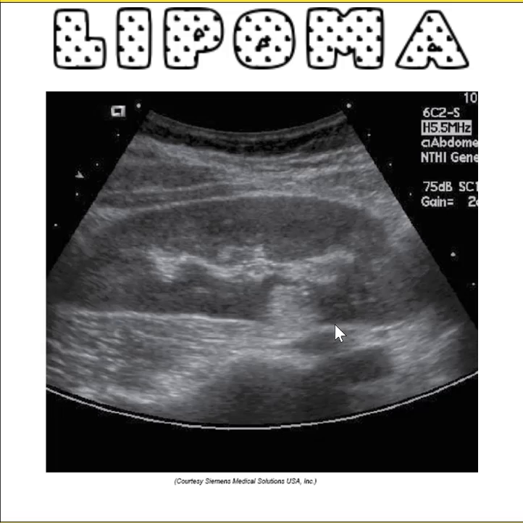These take on a very similar appearance to angiomyolipomas. It's important to remember that angiomyolipomas are more common. So if you see a bright echogenic structure within the kidney, you should think angiomyolipoma over just a regular lipoma. However, we cannot differentiate the two on ultrasound until a sample is taken and looked at by histology.